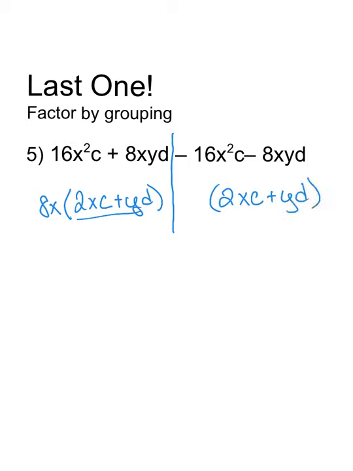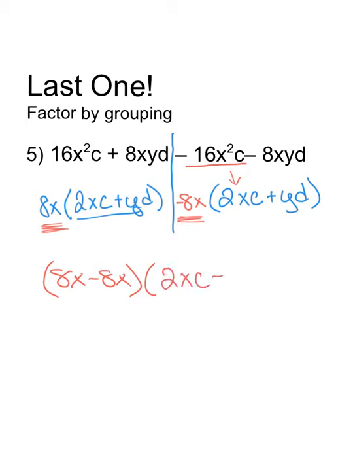So if I look on the right side, negative 16x squared c divided by this, I'm left with negative 8 and an x. So here we get 8x minus 8x as the first factor, because that's from the front. And then my repeated factor, 2xc plus yd, as my second factor.